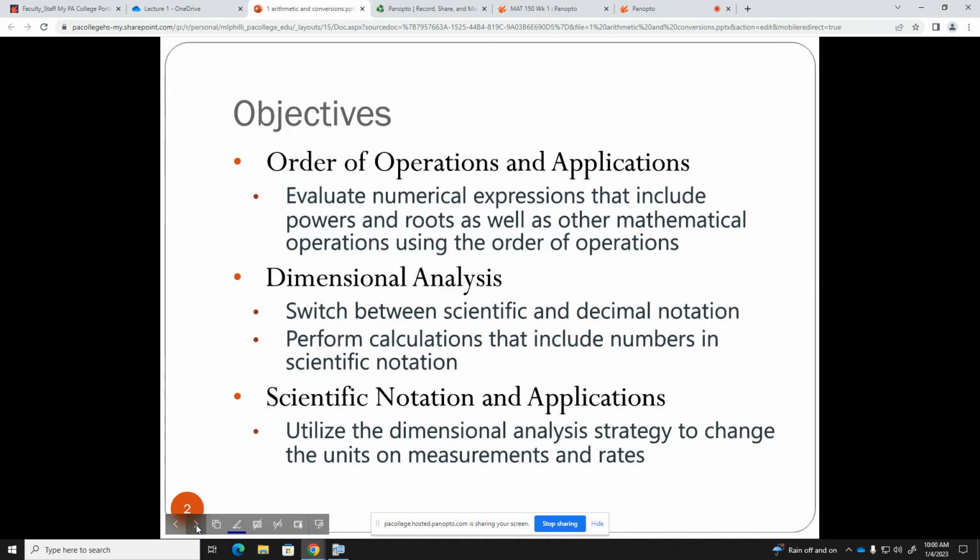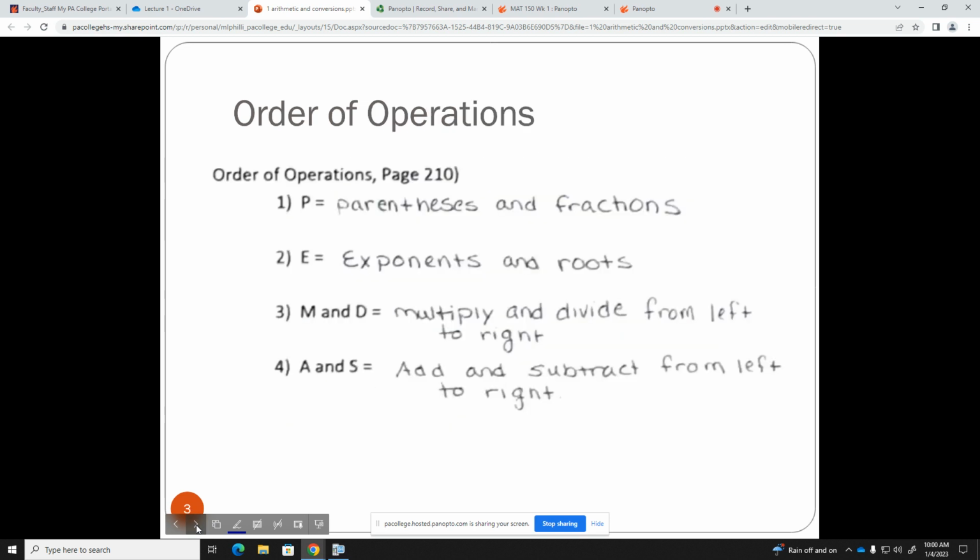Our objective for order of operations is to be able to evaluate numerical expressions that include powers and roots, as well as other mathematical operations using the order of operations. I'm not going to read through the other outcomes or objectives as they are not relevant to this video.